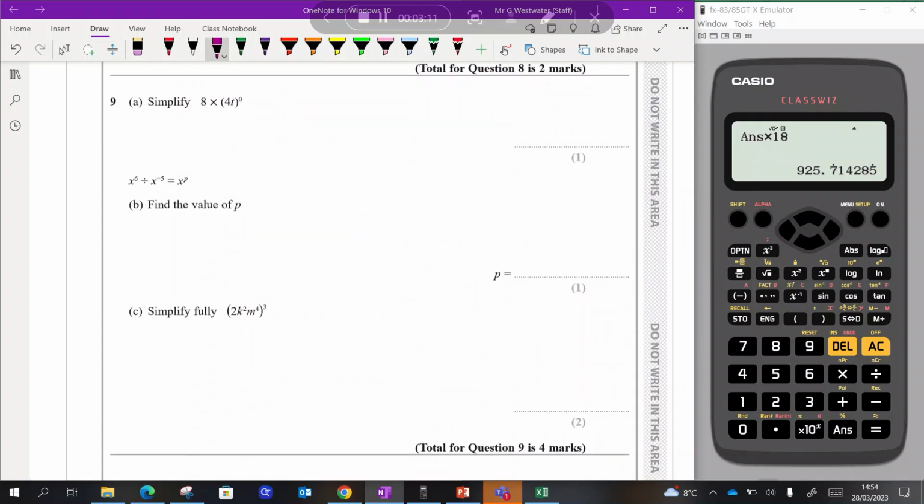8 times 4t to the 0. Simplify. So I know that anything to the power of 0 is just 1. So 4t to the power of 0 is 1. So 8 times 1 is 8. Okay.